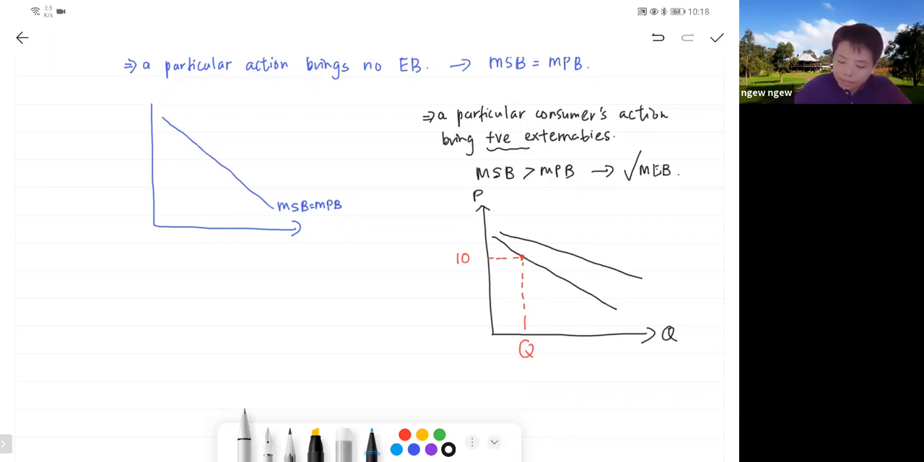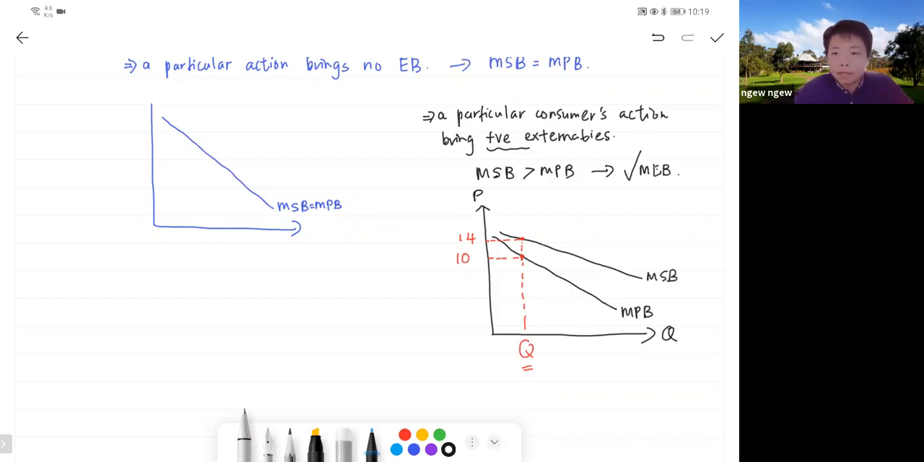Based on this particular action, the benefit to the second line is higher, let's say 14. So from here, we start to think, since MSB is greater than MPB, when this particular Q is consumed, the positive value to the society is higher than the positive value to the individual. So we can label the curves now. The lower one is MPB, the higher one is MSB.